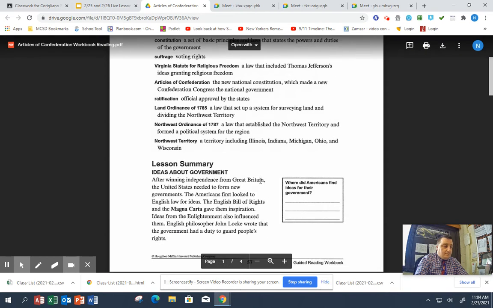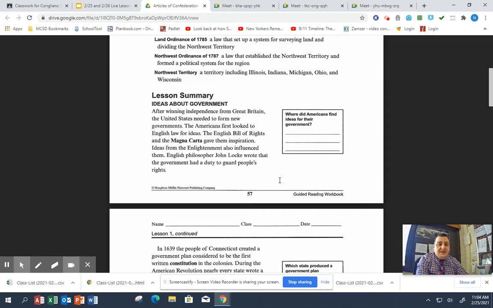Believe it or not, before the Constitution and before the national government that we have today, we had a completely different system of government. During the Revolutionary War, the United States needed to create a government to help run it. The government that the founding fathers created at first was the Articles of Confederation. And they got these ideas from a couple of different places.